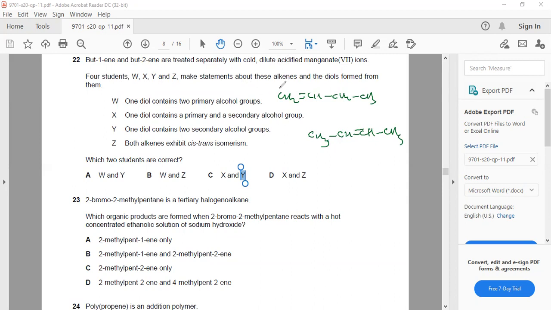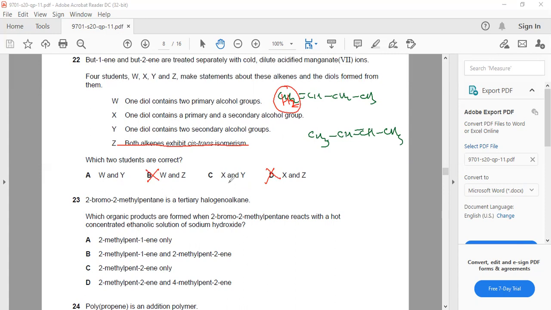Cold dilute KMnO4, alcohol form, diol form. One diol contains two primary alcohol groups. Okay. First we see which we can eliminate easily to lower our burden. Both exhibit cis isomerism, wrong. Why? This double bond has the same two groups, so it cannot have cis. So all the Z options are wrong. See how we save our time.